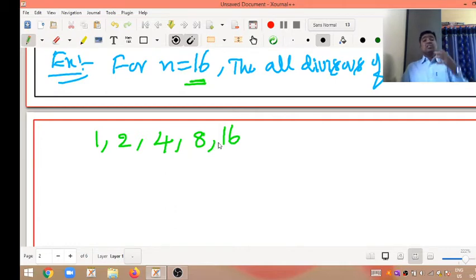But if a big integer is given, 1 lakh, 2 lakh, 3 lakh, 1 crore, 5 crores, like that they will give.